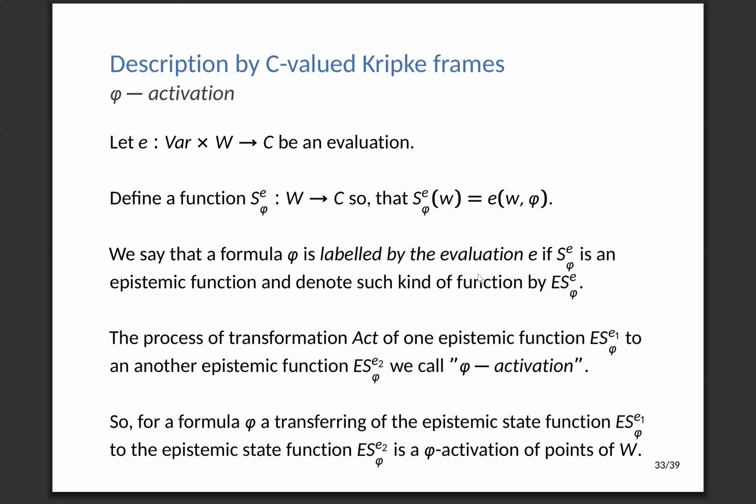Now, suppose we have a formula phi, and we have some evaluation E, and we can define a function for each evaluation and each formula in a given way. We say that the formula phi is labeled by the evaluation E if this is an epistemic function, and we will denote such a function by ES_E phi. And the process of transforming one epistemic function to another epistemic function we will call phi activation. So for a formula phi, transferring one epistemic state function to another is a phi activation of points of W.